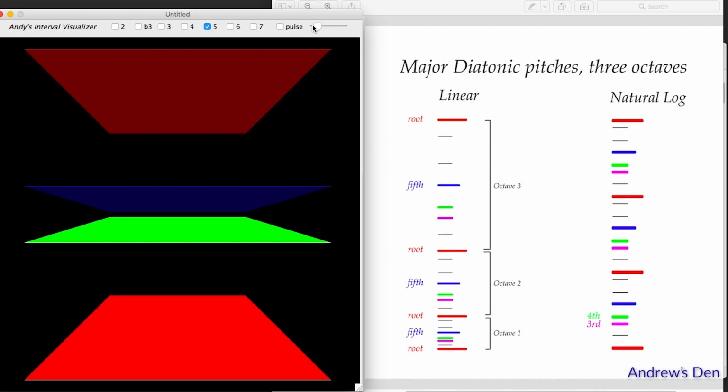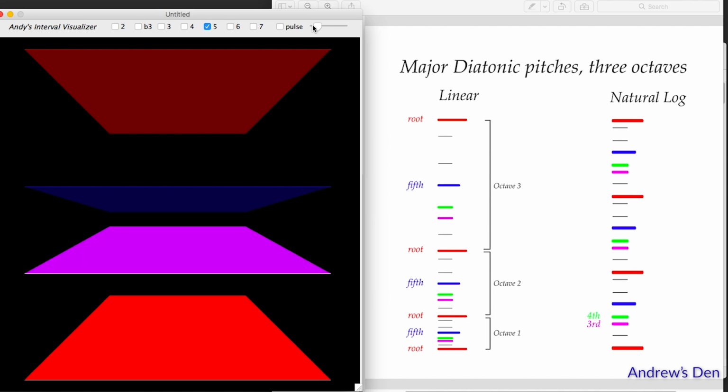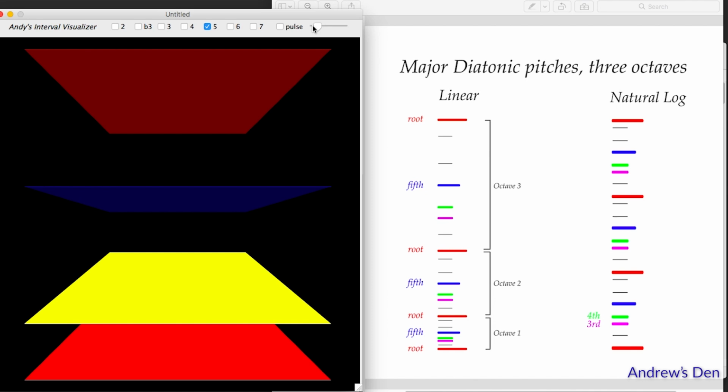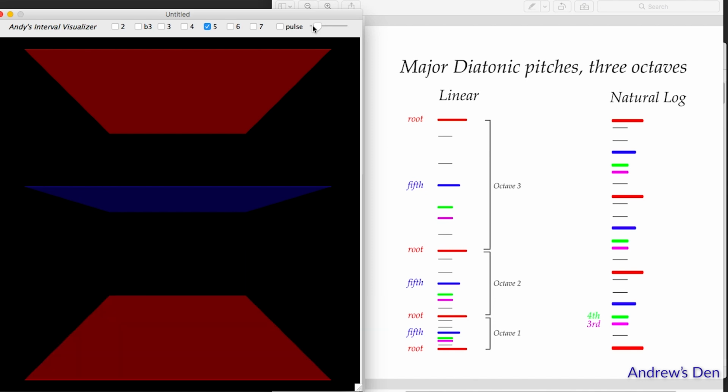A fourth is 4 to 3 in ratio, and a major third is 5 to 4, a minor third is 6 to 5, and a major second would be 9 to 8. Those kinds of things. And the tritone that we mentioned would be 1 over the square root of 2, which is pretty strange. Okay, or square root of 2 over 1, rather.